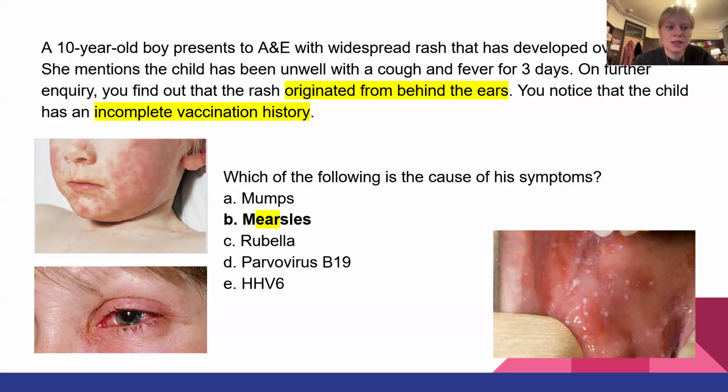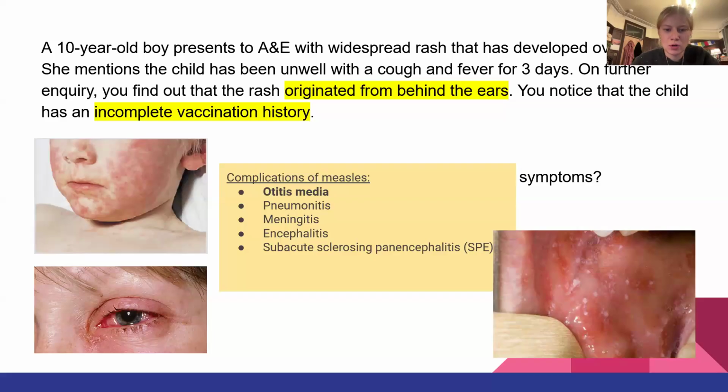And if you click again, these are the main complications of measles. The reason the SBA is set on measles is that if you have to discuss the MMR vaccine as part of your OSCE, then the measles virus is probably the main one you need to know about and be able to explain to parents the complications of.